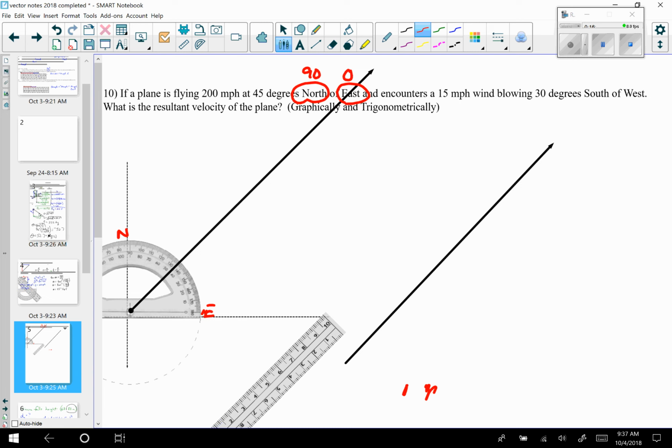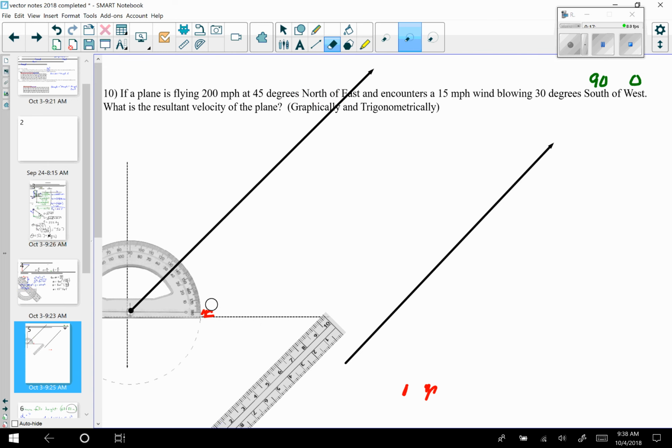Okay. Now what I have to do is add the wind vector up here to this last arrow. Well, let's look at what I have here. I'm going to put my 0 on west and my 90 on south, because west is the last direction and south is the first direction. So let me erase all this so you can see where I put my protractor.